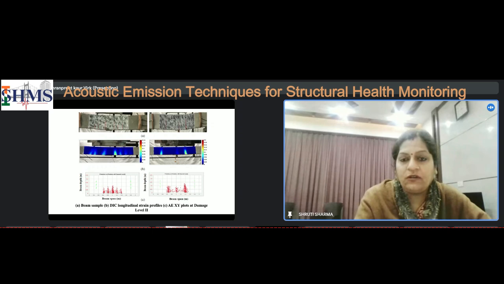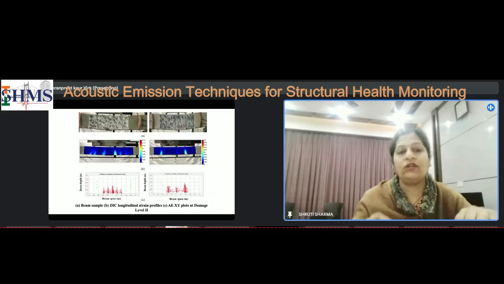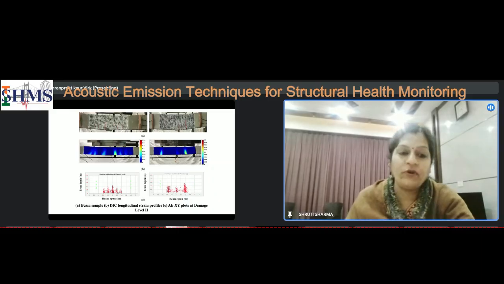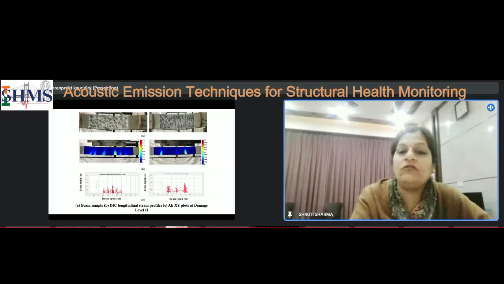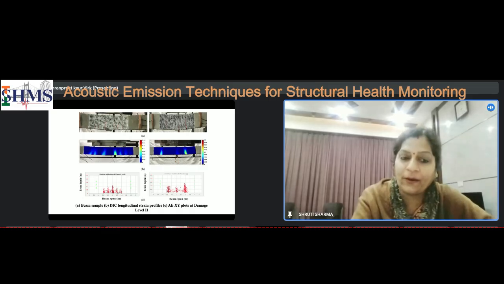This is the progression in the intermediate stage, phase 2, damage level 2. We see the deformations in the structures in the actual beams also. The DIC images also show how the cracks are progressing. And the beautiful picture at the bottom shows the AE profile or the AE heat plot.